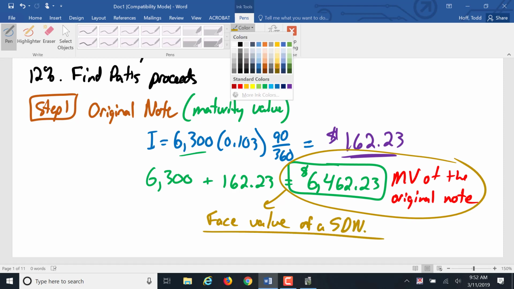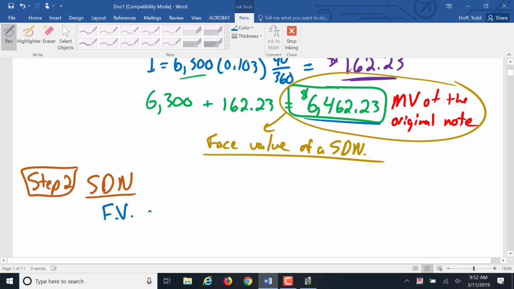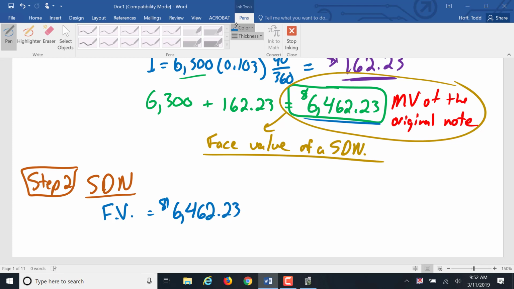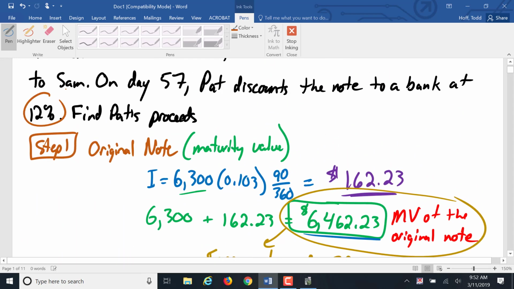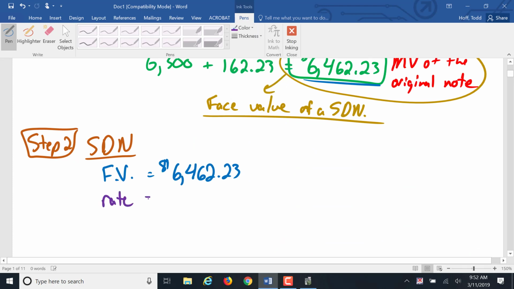So step 2 is to define the simple discount note. Our face value on that simple discount note is that original maturity value, so $6,462.23. Our rate was given in the problem. The bank's discount rate is 12%. The time is the trickier part. It's called the discount period.